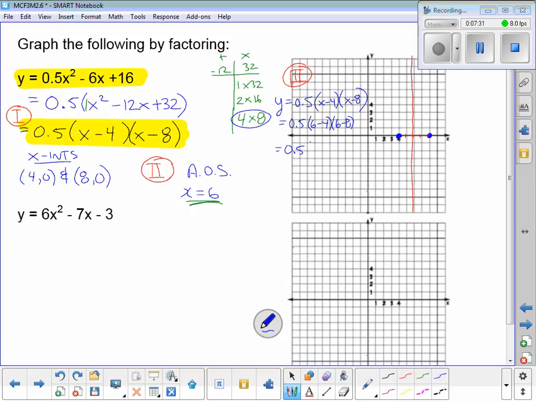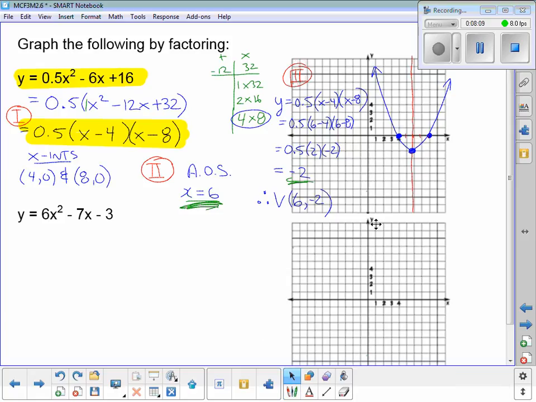So 0.5, that's going to be a 2. That's going to be a negative 2. So multiplying that together, negative 2 times 2 is negative 4. Half that is negative 2. So therefore, the vertex is located at 6, negative 2. So we've located the vertex. So 6, negative 2, we put it right there. I have 3 points, and that's sufficient for graphing a parabola. So there is the process on how to graph a parabola from factored form.